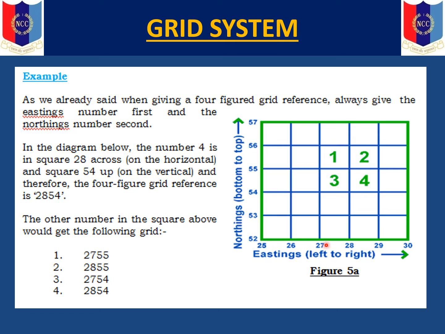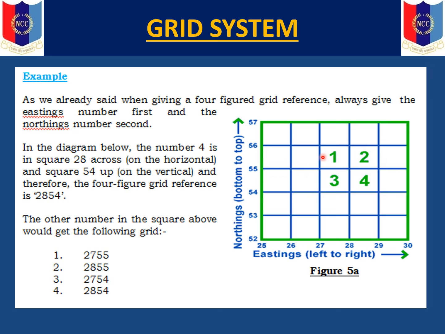The numbers on the vertical lines increase from left to right. They are called the eastings. Northings are the lines which go towards north. That's an easier way to remember. Northings are the horizontal lines which move from bottom to top or south to north in terms of cardinal directions. And you are required to give the grid references of these 4 squares. Now let us see how we give the grid reference of square number 1.